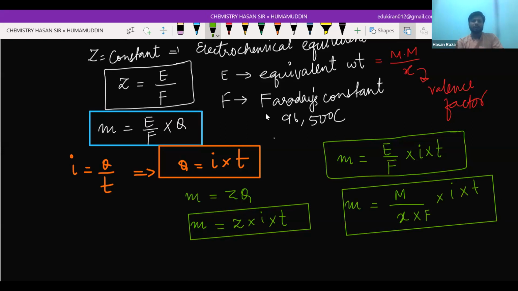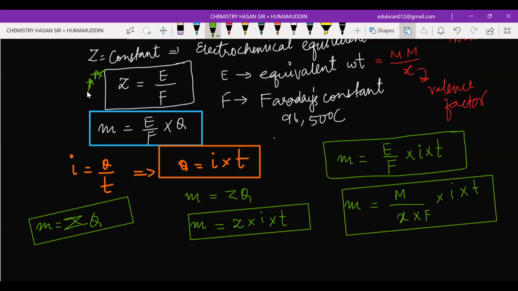So the formula started from the same, M is equal to ZQ. Q is equal to I into T. You have seen a new formula for this. Z is equal to E by F. E, you already know, equivalent weight, molecular weight, atomic weight upon valence factor. Is that clear, both of you? Yes. Very good. So just let me know when you are done with this.